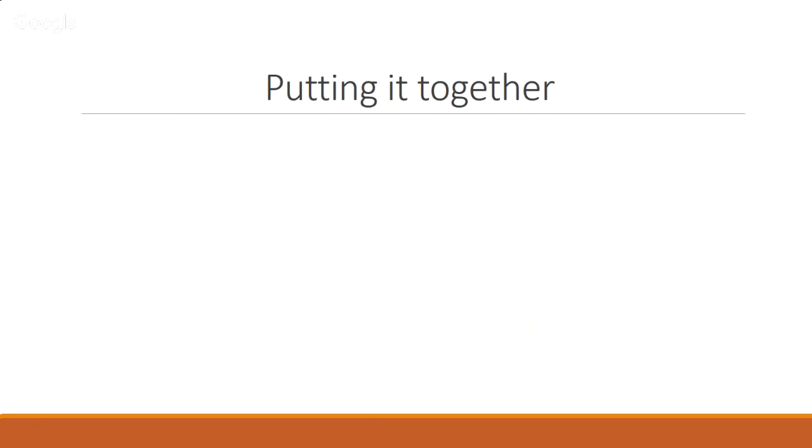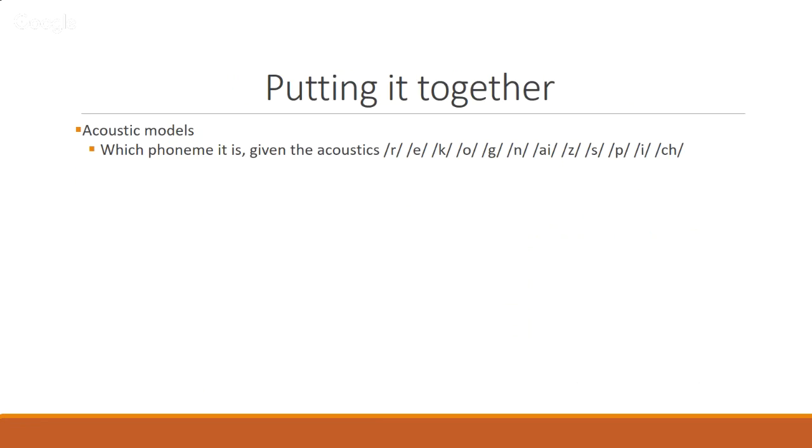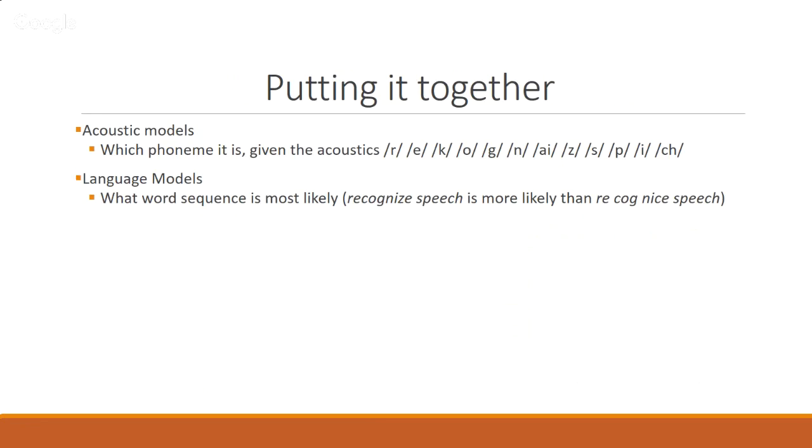So if we put all this together, this is the old setup, remember. You have the acoustic model, which gives you what phoneme it is given the acoustics. You have the language model, which gives you the word sequence, for example that "recognized speech" is more likely than something else. Now there's this other thing called the pronunciation dictionary, which takes each word in your language and gives you its pronunciation in terms of sounds. You need this to map from the language model to the acoustic model, so it is in between the two.